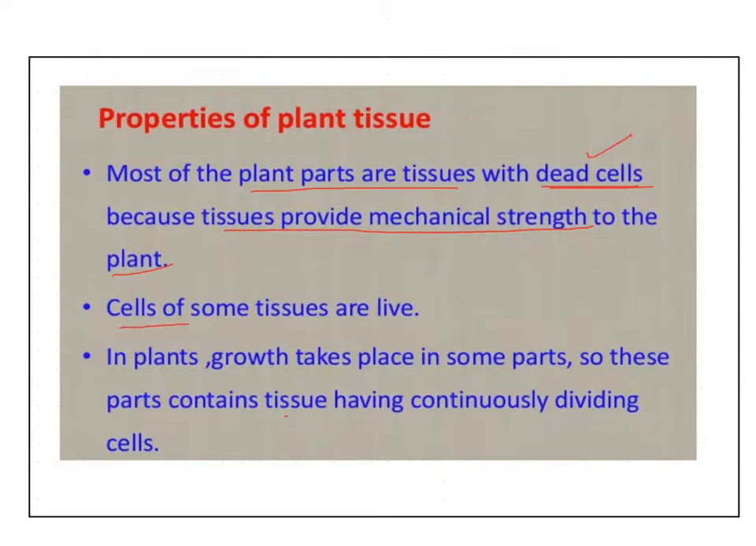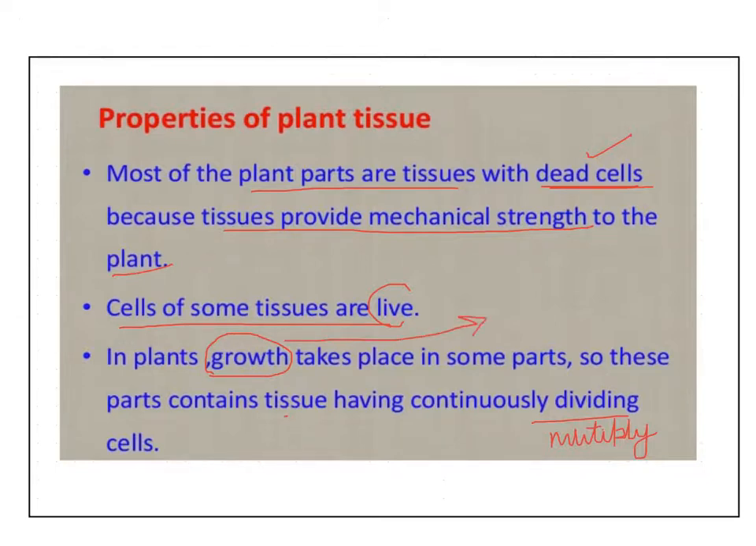Apart from this, cells of some tissues are also living. Some cells are living in the plant as well. And these cells which are living, they are responsible for the growth of the plant. Okay? And these cells which are living, they will divide. They will multiply. Okay? They will multiply continuously, and the number of cells will increase. Okay everyone? These cells, they will multiply, and thus the number will increase, and which will cause the growth.